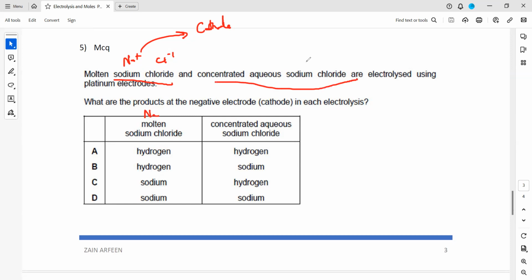But for concentrated aqueous, what are the ions? It contains sodium ions, chloride ions, hydrogen ions and hydroxide ions. Sodium ion and hydrogen ion both are positive, but the less reactive one will move towards the cathode. So in this case, the hydrogen ions will move towards the cathode. So if we are using concentrated aqueous sodium chloride, then hydrogen is produced. If we use molten, then it will be sodium. So C will be the right answer.